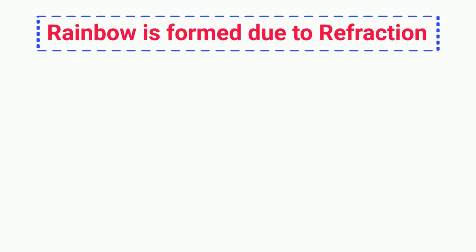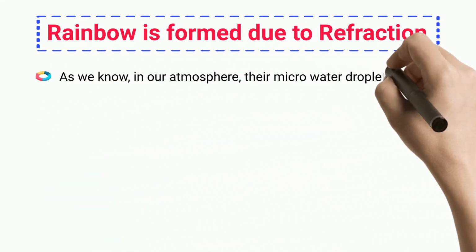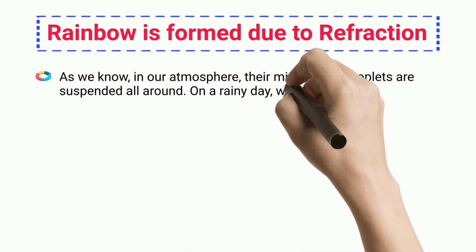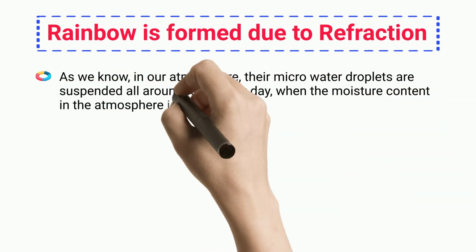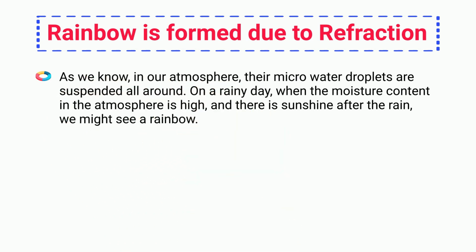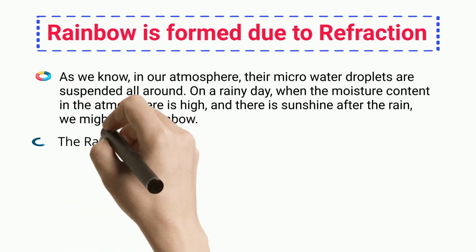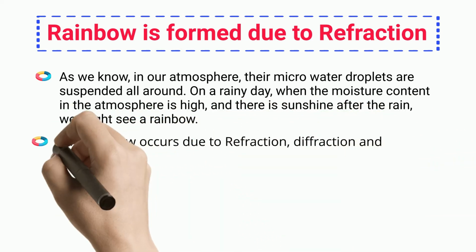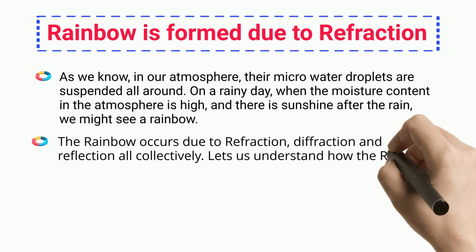Rainbow is formed due to refraction. As we know, in our atmosphere, micro-water droplets are suspended all around. On a rainy day, when the moisture content in the atmosphere is high, and there is sunshine after the rain, we might see a rainbow. The rainbow occurs due to refraction, diffraction and reflection all collectively.